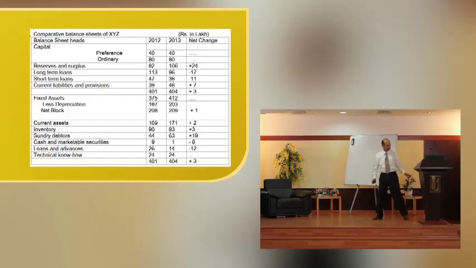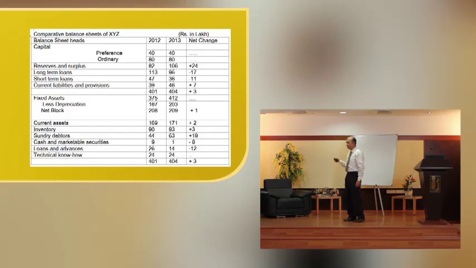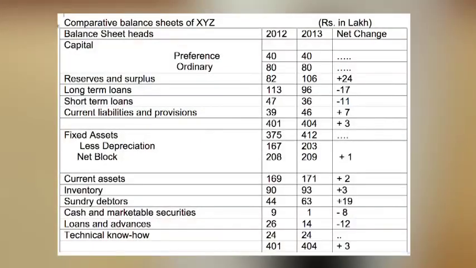Then current asset. Another area is current asset. Current asset, it was 116 as on the 31st March 2012. That is increased to 171. That means current asset has been increased. It indicates that fund has been deployed for building up the current asset to the extent of 2 lakhs. Inventory, it was 90, and then again it is increased to 93. That means the inventory level, again fund has been deployed and applied to the extent of 3 lakhs.